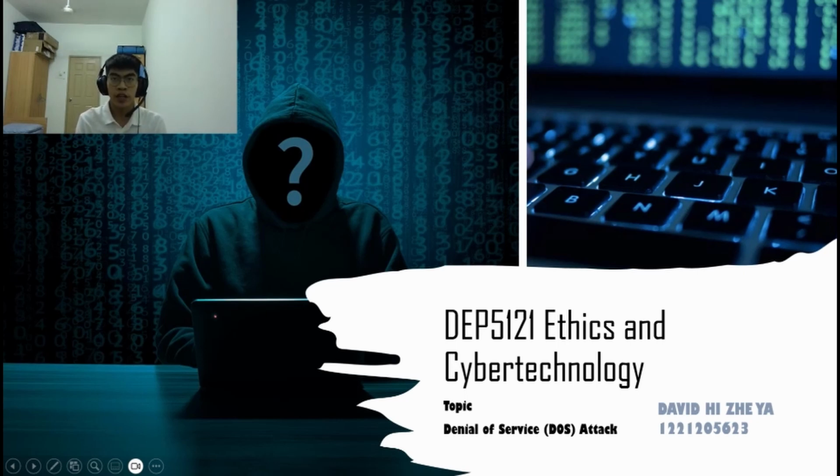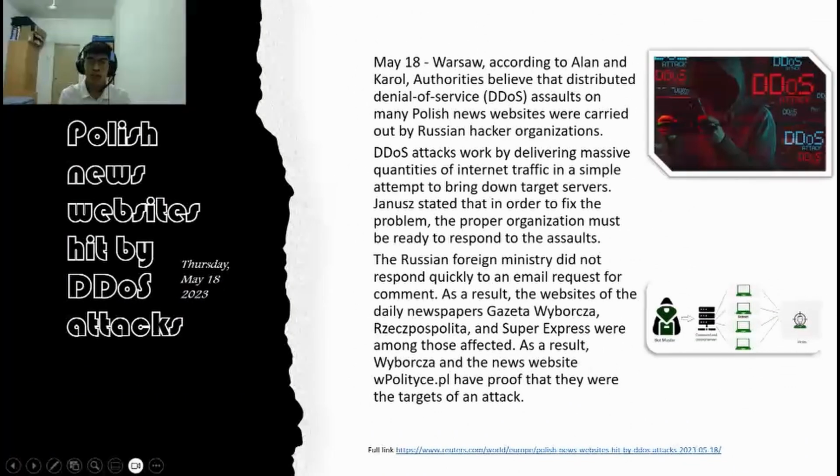Now, let me share international news and an ethics issue about the DoS attacks with you. Polish news websites were hit by those attacks. May 18, Warsaw. According to reports, authorities believe that distributed denial of service assaults on many Polish news websites were carried out by Russian hacker organizations. Those attacks work by delivering massive quantities of internet traffic in a simple attempt to bring down the target service.